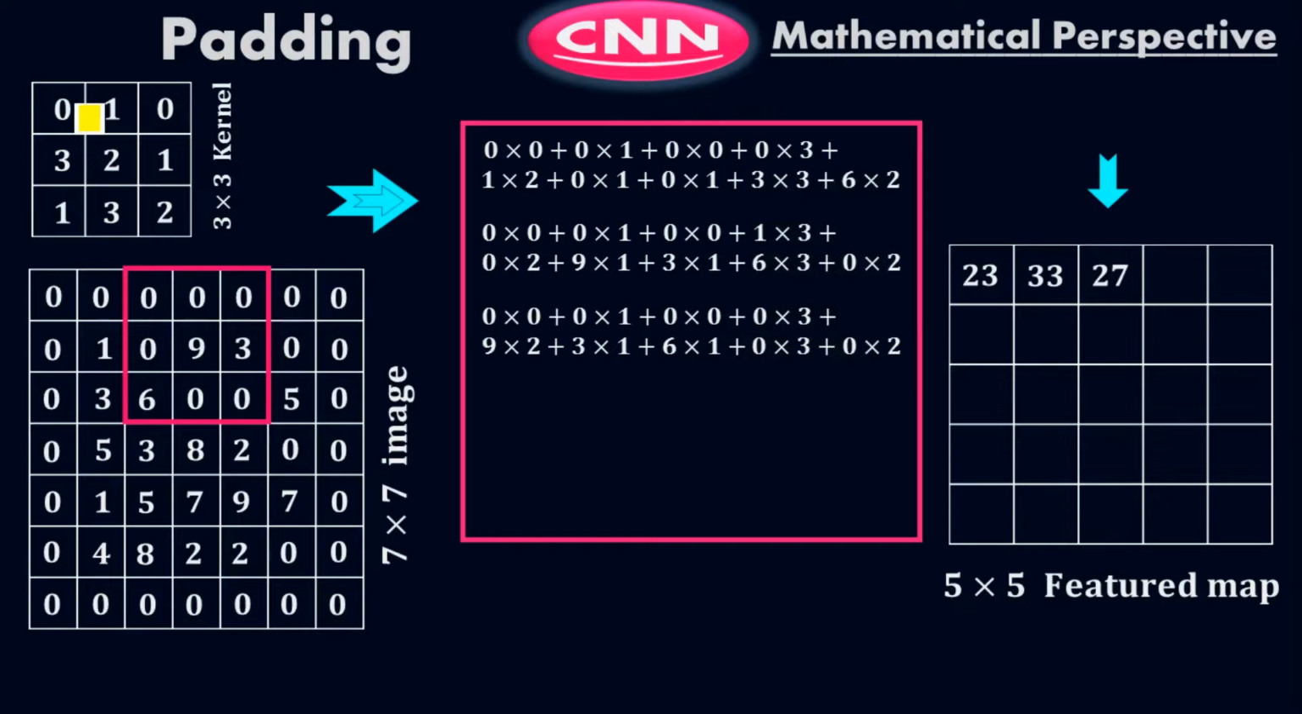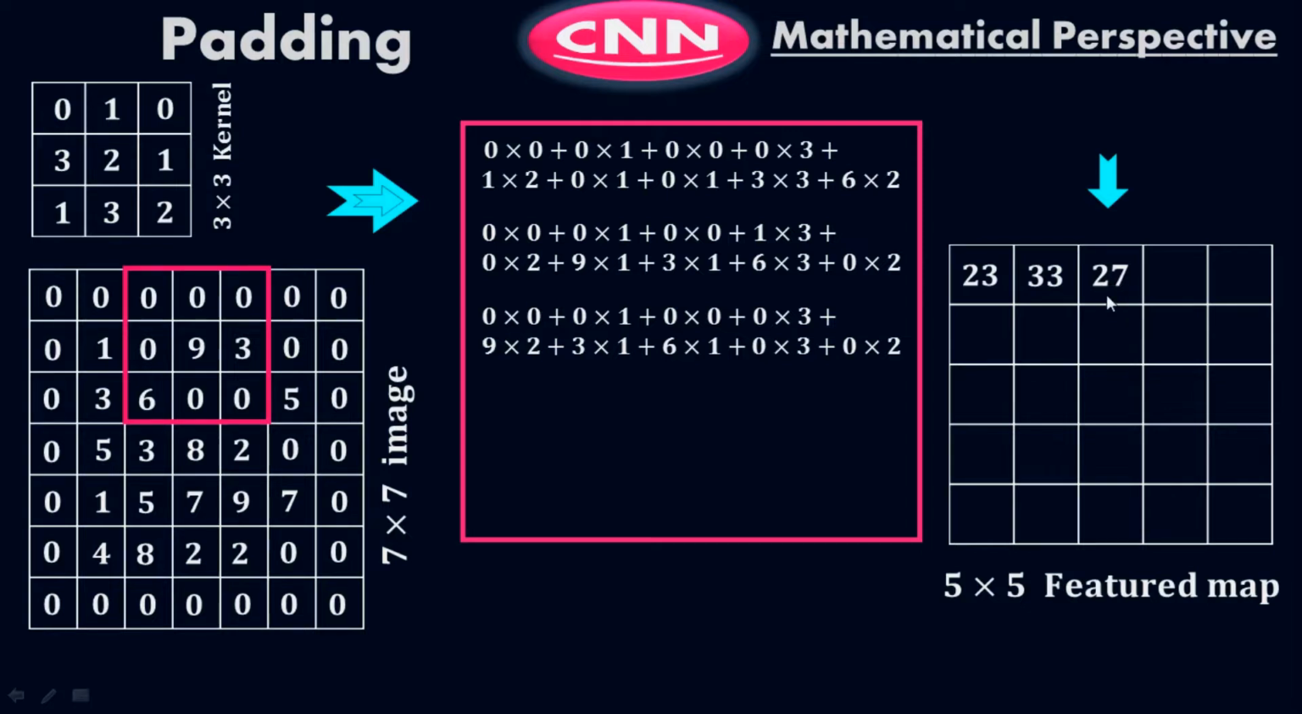Look, 0 times 0 plus 0 times 1, 0 times 1 plus 0 times 0 plus 0 times 3 plus 9 times 2 plus 3 times 1 plus 6 times 1 plus 0 times 3 plus 0 times 2. Do all the multiplications and additions. It returns 27 value. This is the third value of the featured map, third pixel of the featured map.